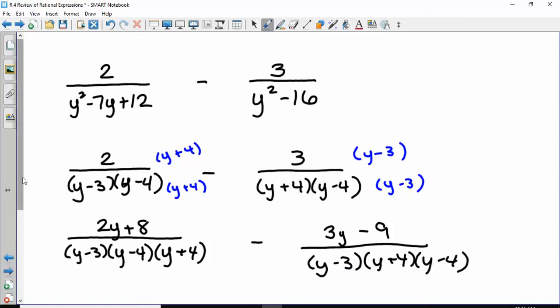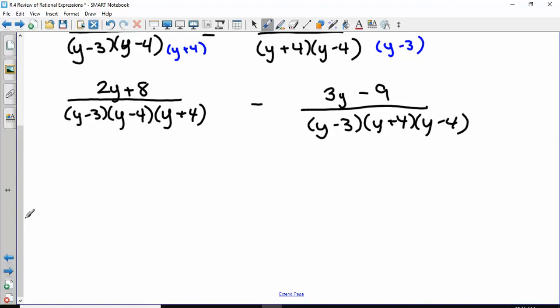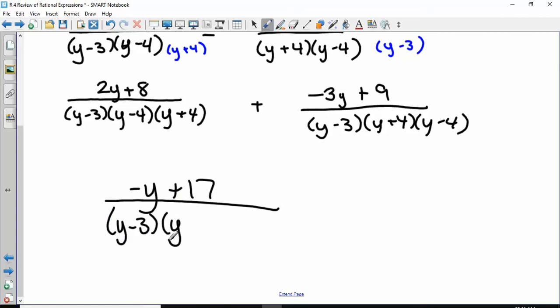Alright, slightly different. I think all of our other examples we were adding. If there's a subtraction here, what should I do with that? Yeah. Well, distribute that negative, so we have a negative 3y and a positive 9. So if you're subtracting those fractions, just change it to a positive and run a negative through the second one. So then we can put them together. 2y and negative 3y is a negative 1y. 8 plus 9 is 17. Over y minus 3, y minus 4, y minus 4.